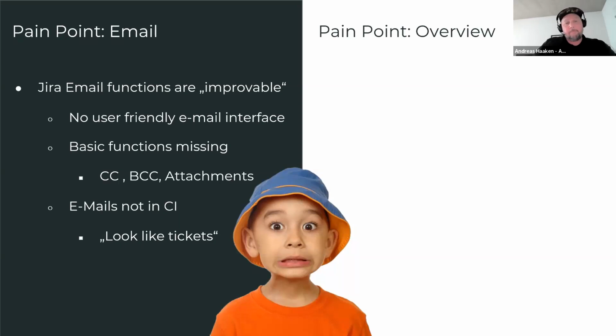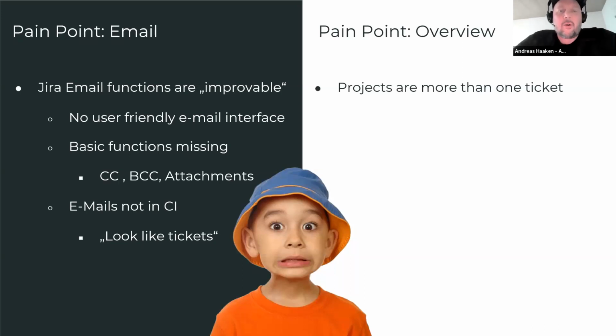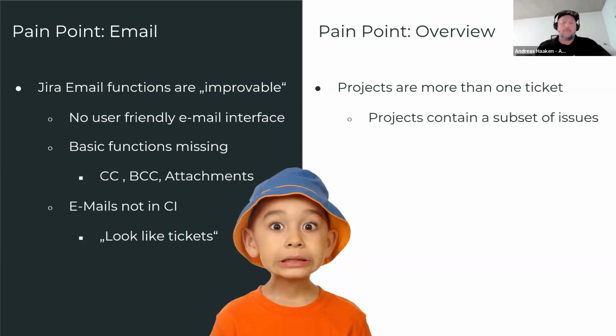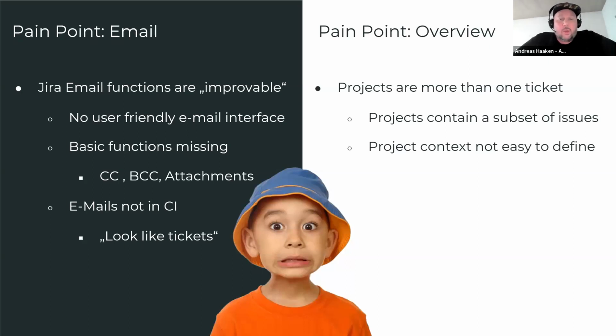The next pain point area is the overview. Projects, as I already stated in the beginning, are more than just one ticket. A project has the issue for the project itself, but it also has several tasks that belong to the project, and everything is connected to the project, not just this one issue, but more of them. So projects regularly contain a subset of issues, and they have their own belongings and probably their own communication. This is simply not easy to see, and the context for that is also not easy to define.